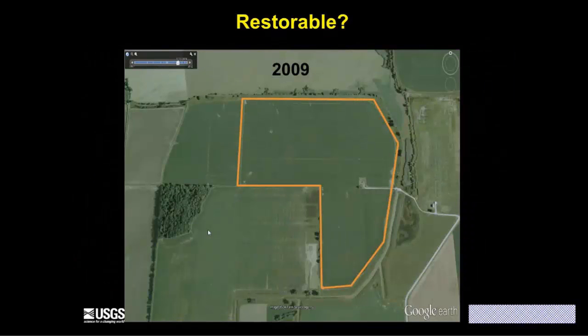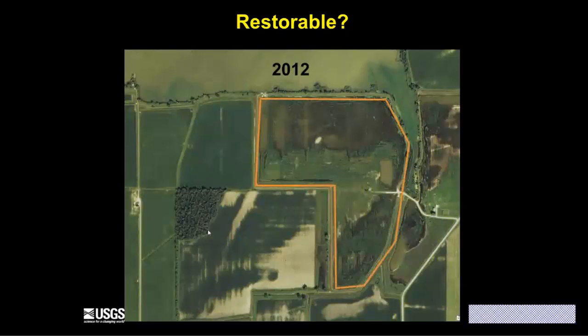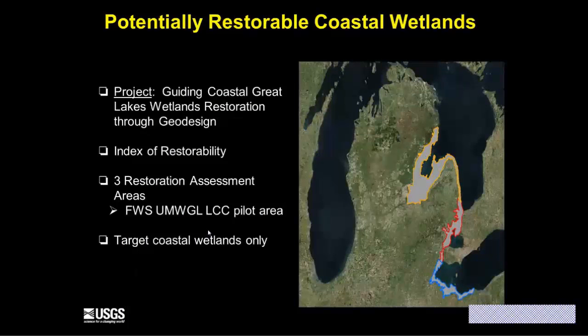Let's take a look at an example of this situation from Western Lake Erie. This is the Blausey Tract on the Toussaint River, for those of you that know the area. This 2009 image highlights a parcel that looks like so many others in this agriculture-dominated landscape. If you're new to the area, how would you know that it could be restored pretty easily back to a coastal wetland state? How could you then compare this particular parcel with so many others along this section of the river or across the landscape? Our project, titled Guiding Coastal Great Lakes Wetlands Restoration Through Geodesign, is tackling this problem.